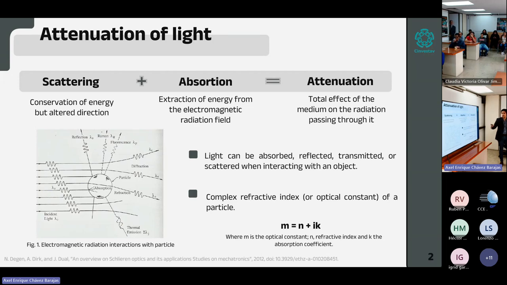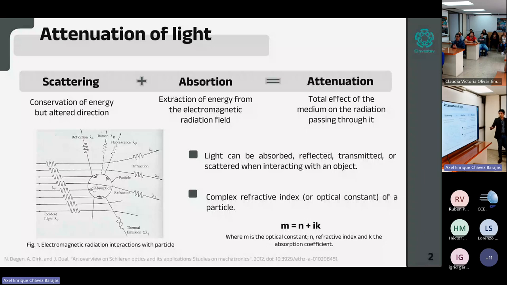its movement. And the attenuation of light, you can say that it divides into two different phenomena. The first is scattering, that is the conservation of energy, but in an altered direction. And then the absorption, that is the extraction of this energy from the electromagnetic radiation field. With these two phenomena, we have the attenuation, that is the total effect of the medium on the radiation passing through it.